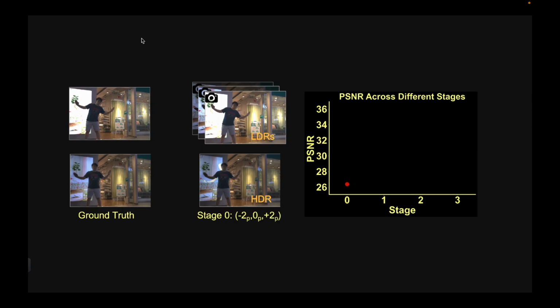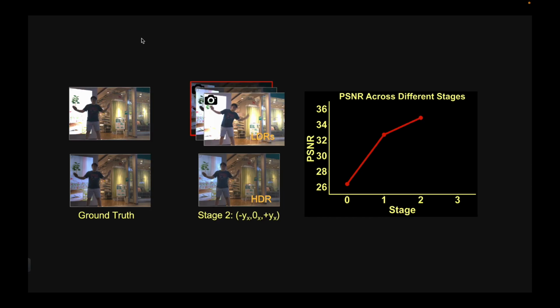As is shown, we perform exposure fusion to the LDRs synthesized according to the predicted ISOs and shutter speeds in each stage to get the intermediate HDR results and calculate the PSNR, which gradually improves through the iterative refinement process.